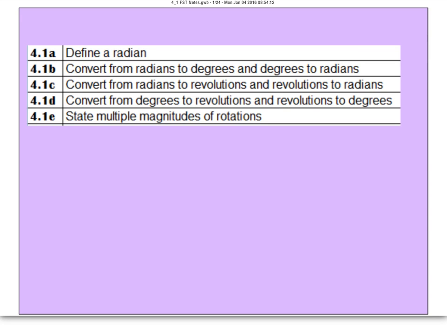Now let's focus on learning objective E and state multiple magnitudes of rotations.